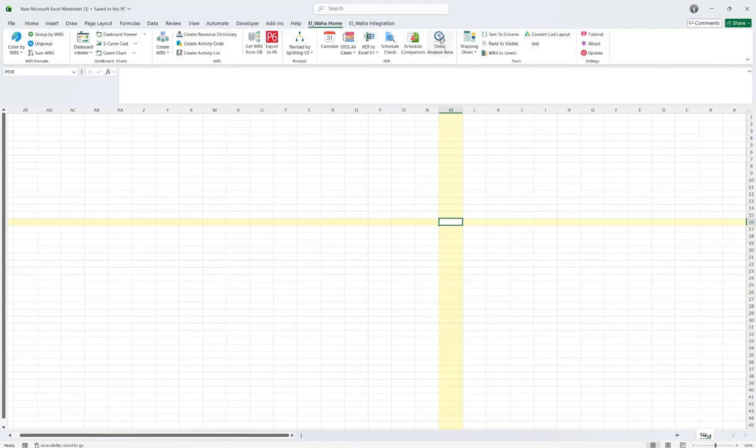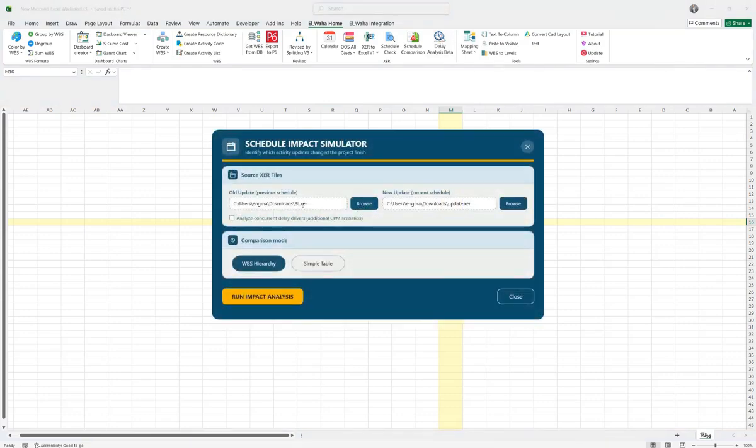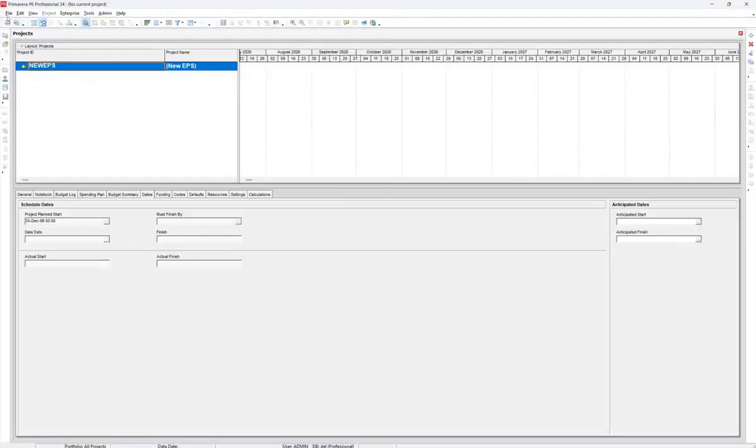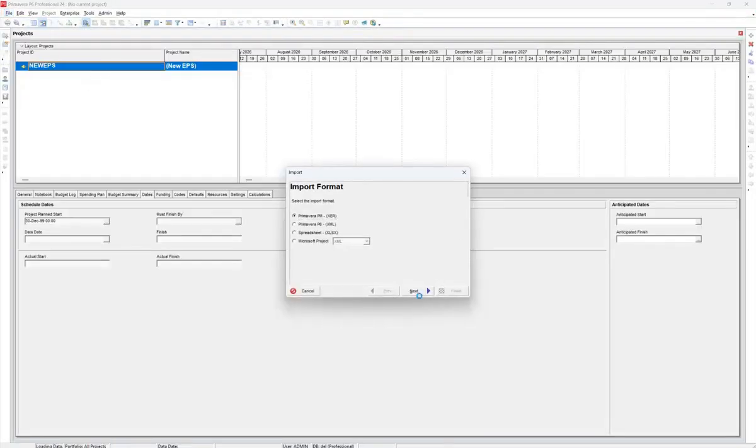So when you click on the tool, it will ask you for two files. The primary file is the old update or your baseline, and the last update or the new update, and it will extract information for you in the form of a WBS or a table. Let's take an example to see the difference or what the tool will do for us. This was a simple baseline just so we can understand what the tool does.